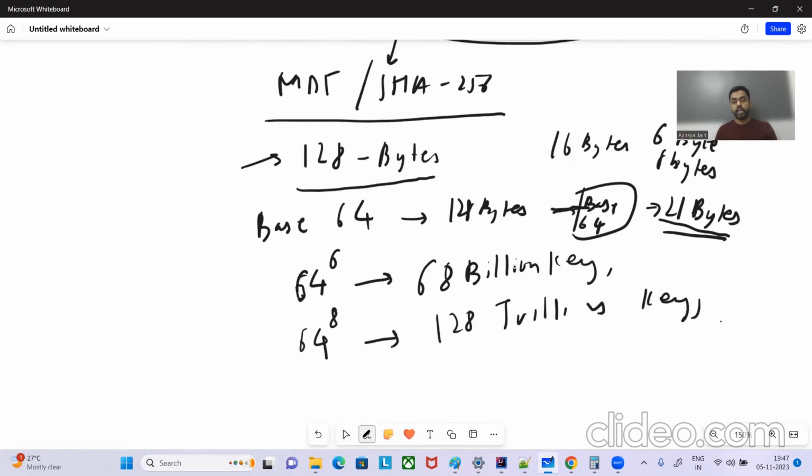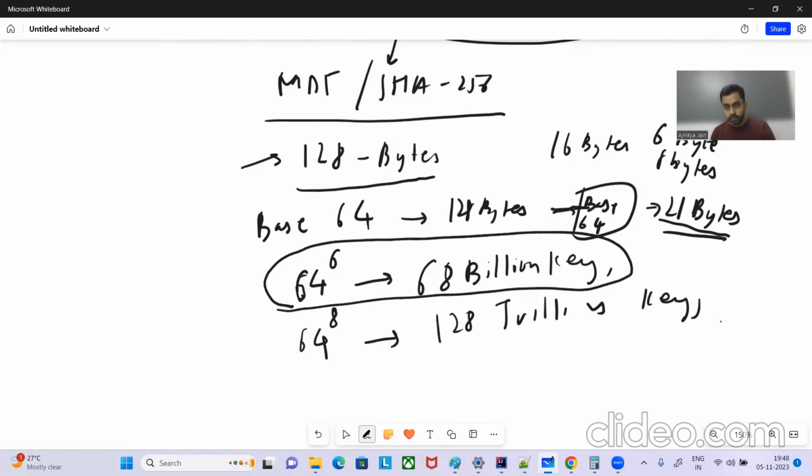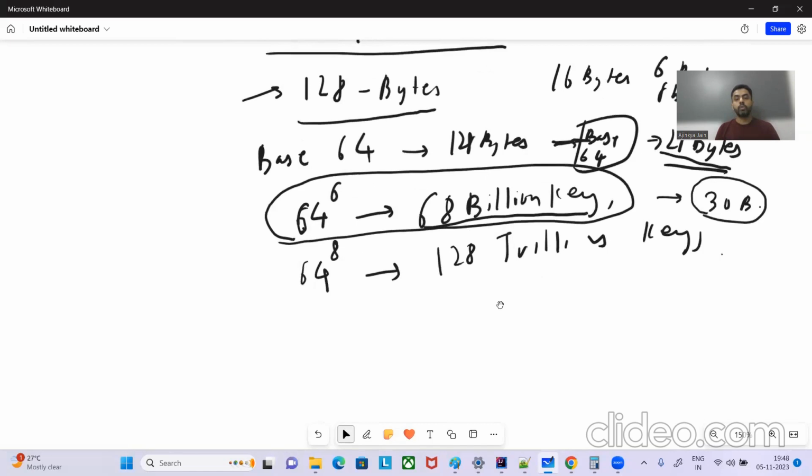So I think for our system, this 6 character key should be good enough, considering 68 billion keys we are going to get. We saw that our system will require 30 billion URLs to be stored for 5 years. So 68 billion keys would be sufficient for us. It will also take less space in our database, considering 8 bytes versus 21 bytes.